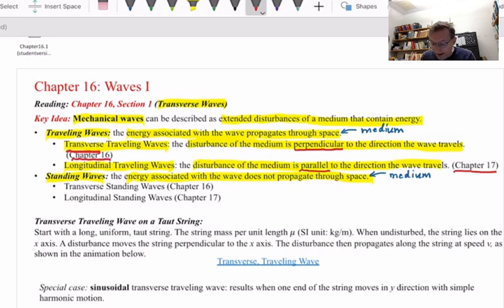Then for standing waves, you can have transverse standing waves, where the disturbance of the medium is perpendicular to the direction of the wave, and you can have longitudinal standing waves, in which the disturbance of the medium is parallel to the wave. Let me start with just some static pictures before I show you animations. I just took a couple of pictures right out of the book.